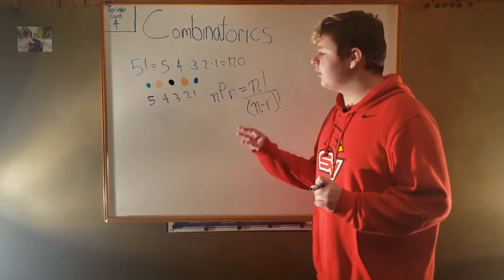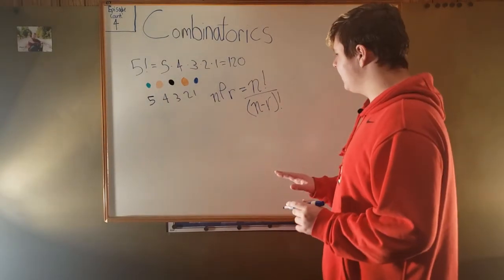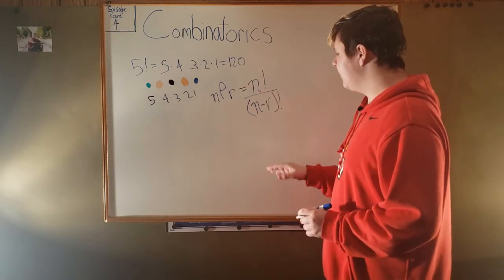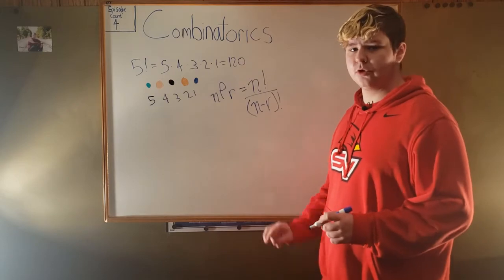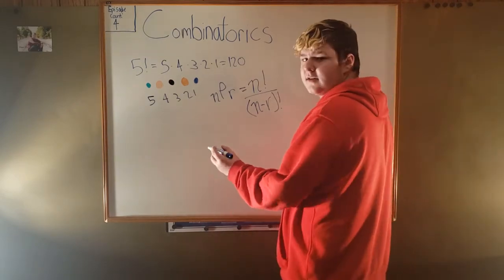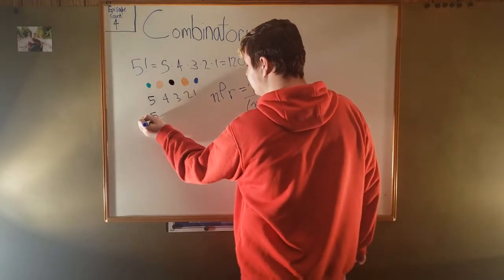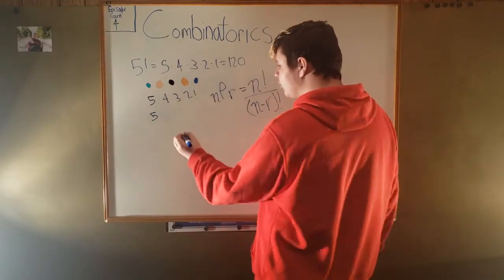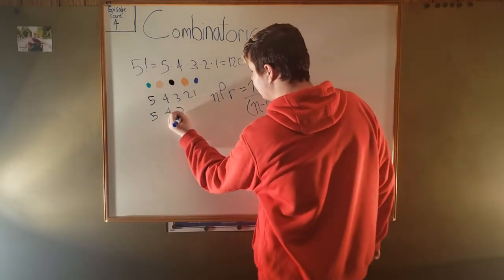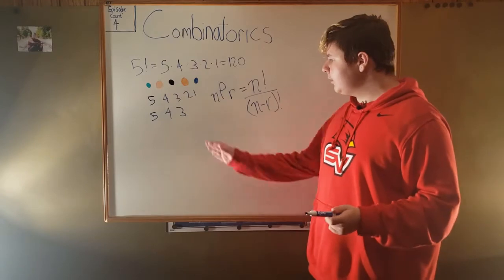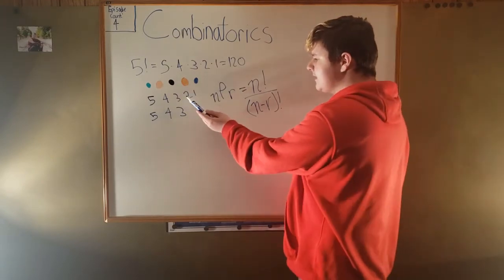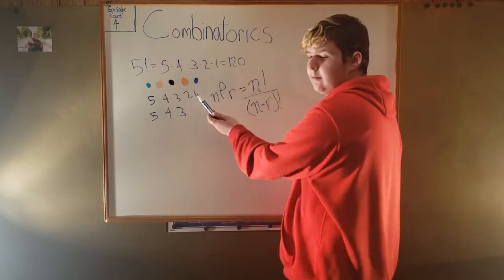So what if we had 3 slots instead of 5? Well, supposedly this would be 5 factorial, which is 120, over 5 minus 3 factorial, which is 2 factorial. So let me show that. If we had 3 slots, in the first slot there could be any of the 5 objects. Then there could be any of the 4 remaining objects. And then any of the 3 remaining objects. But then we don't have any more slots, so we don't multiply anymore. This is the same as this, but we're just taking out the 2 times 1.